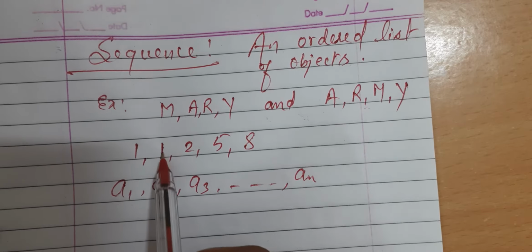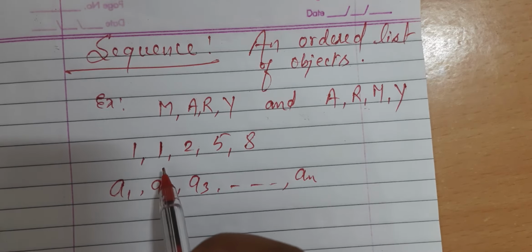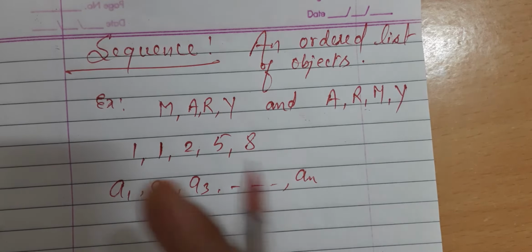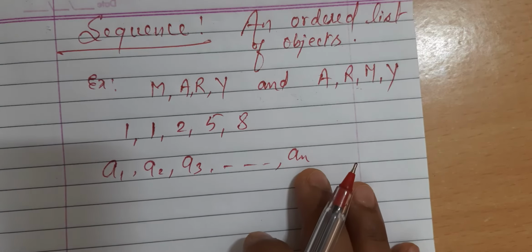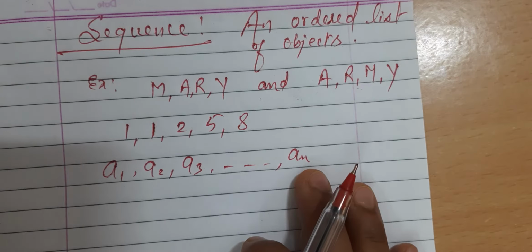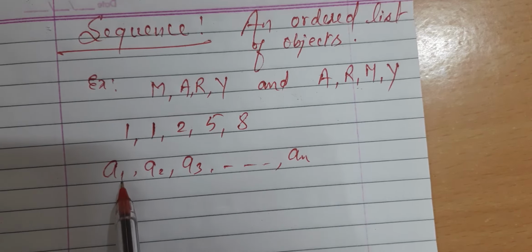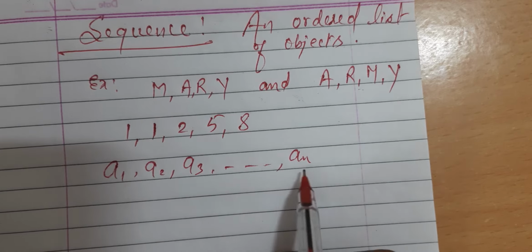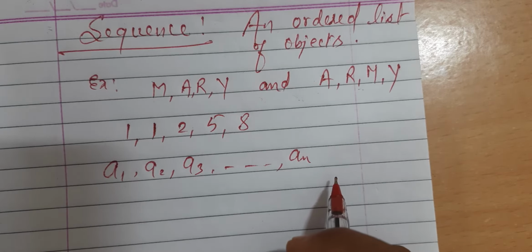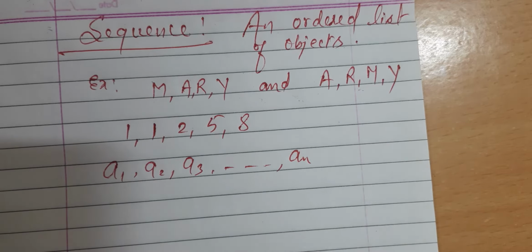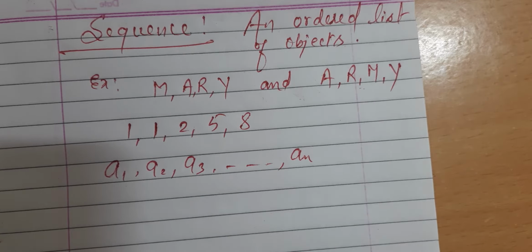And as in a set, when we write a set we don't repeat an element, but here it's a sequence, not a set, so don't get confused. And in general we write A1, A2, A3 dot dot dot AN. This is the general way to write a sequence, and a sequence can be finite or infinite. If the number of elements is finite, then the sequence is called finite, otherwise it's an infinite sequence.